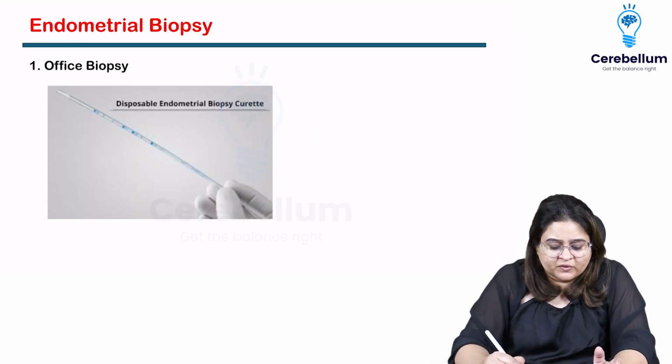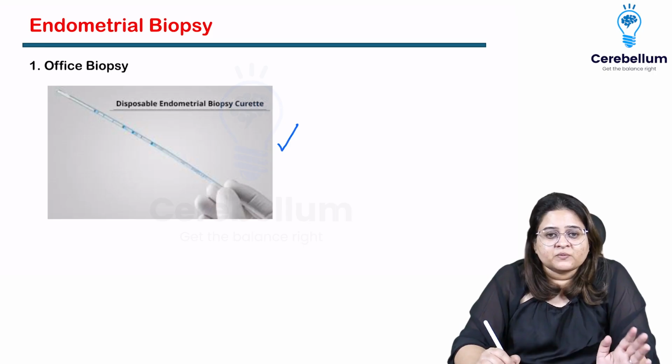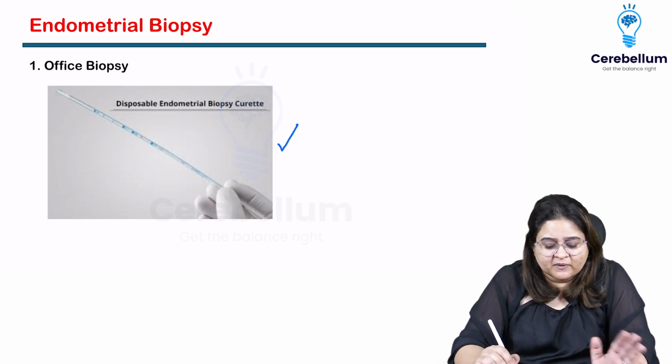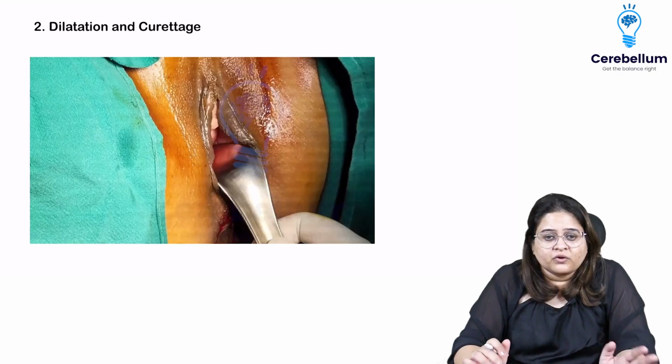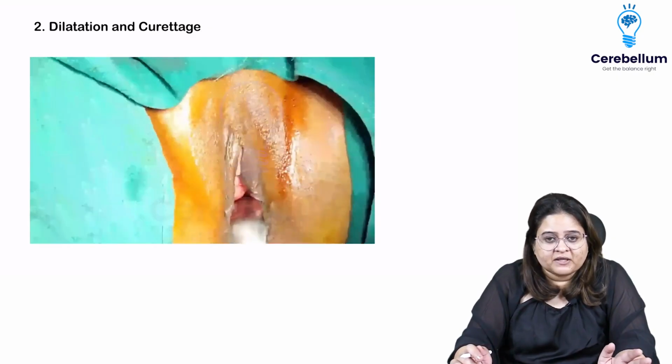This is an image showing the endometrial sampler or the aspirator, which is an office procedure where you can simply do an office biopsy, which doesn't require cervical dilatation. Or you can do a dilatation and curettage. This is a procedure showing a dilatation and curettage where you're actually taking the sample from inside.